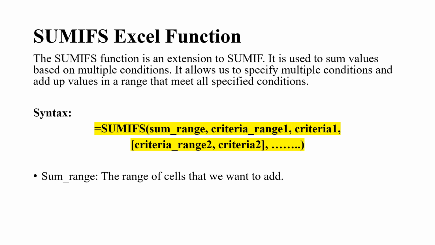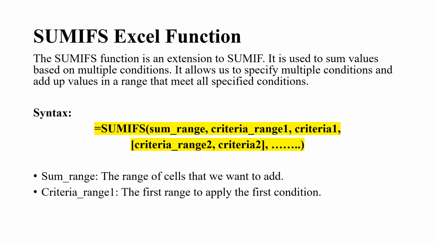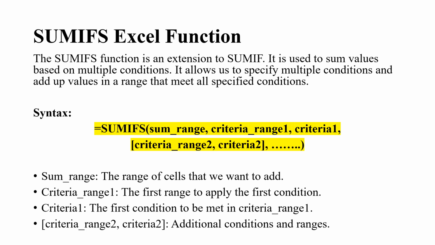The sum range, as I said earlier, is the range of cells that we want to add. Criteria range 1 is the first range to apply the first condition. Criteria 1 is the first condition to be met in criteria range 1. Again, criteria range 2, criteria range 3, and so on and so forth.